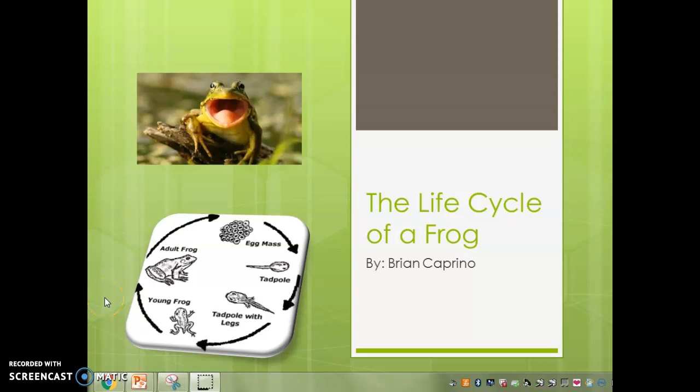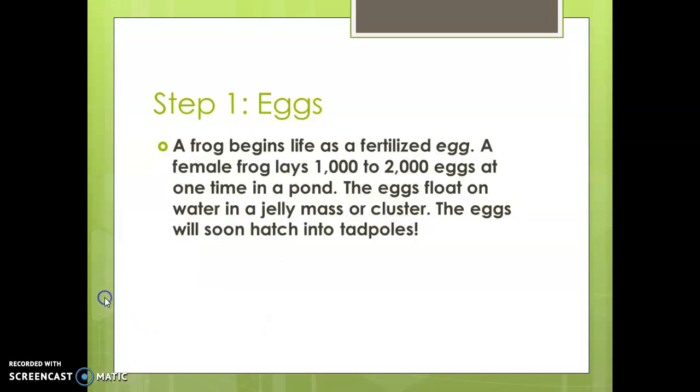The life cycle of a frog. Step 1. Eggs. A frog begins life as a fertilized egg. A female frog lays 1,000 to 2,000 eggs at one time in a pond. The eggs float on water in a jelly mass or cluster. The eggs will soon hatch into tadpoles.